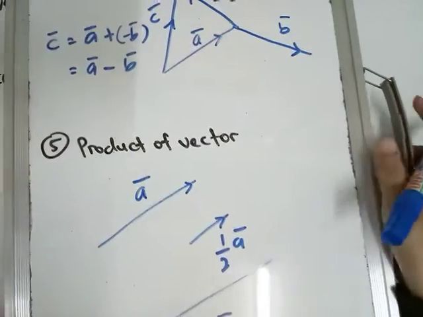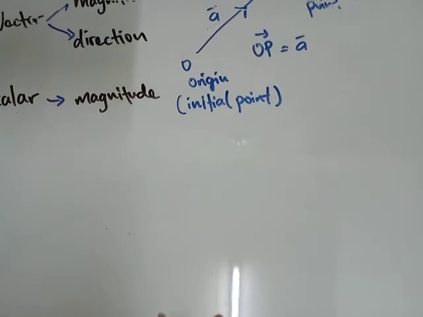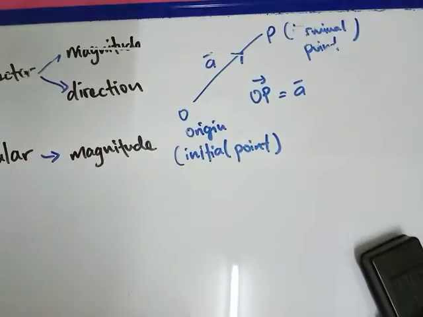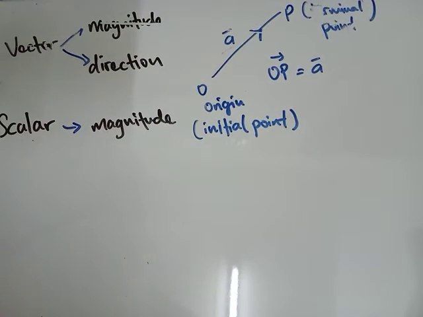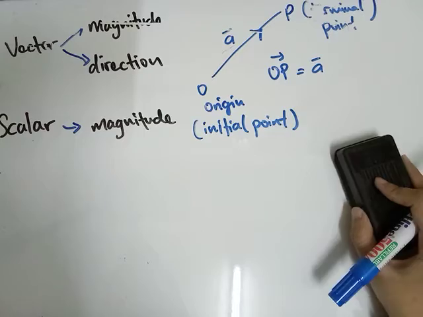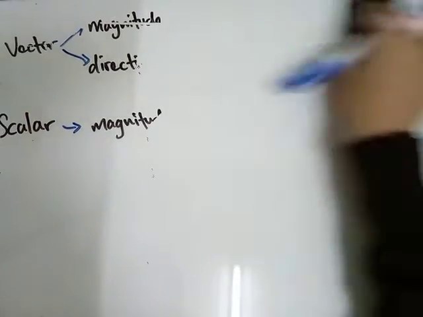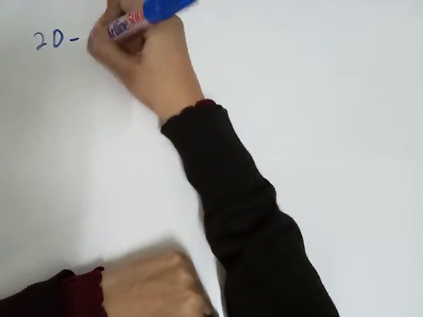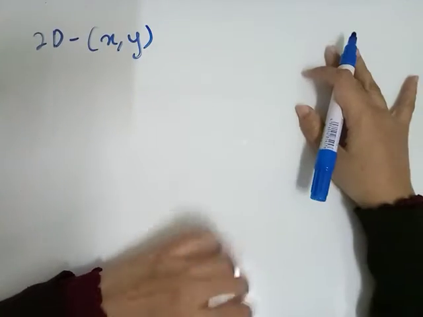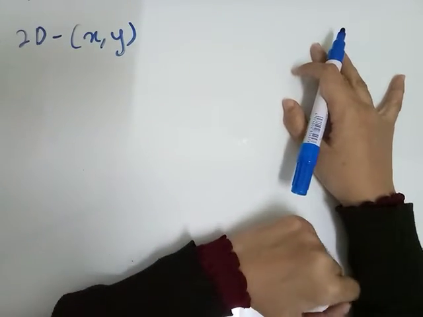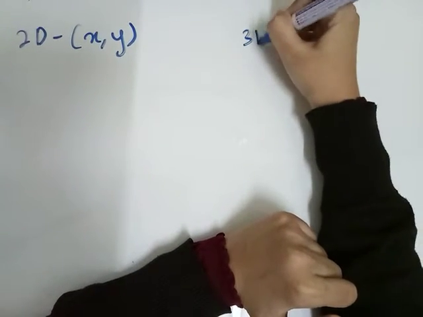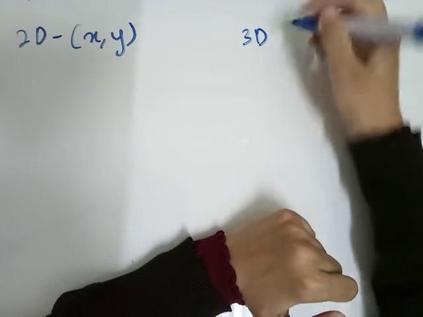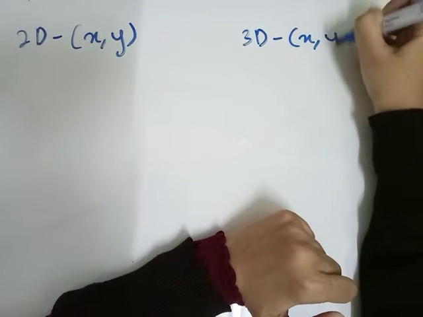Okay, so for vector, we have coordinates. Okay, for vector we have coordinates, whether it is in 2 dimension or 3 dimension. For 2 dimension, that means x, y. Okay, can see already. And another one is 3 dimension. 3 dimension means we have x, y, and z.